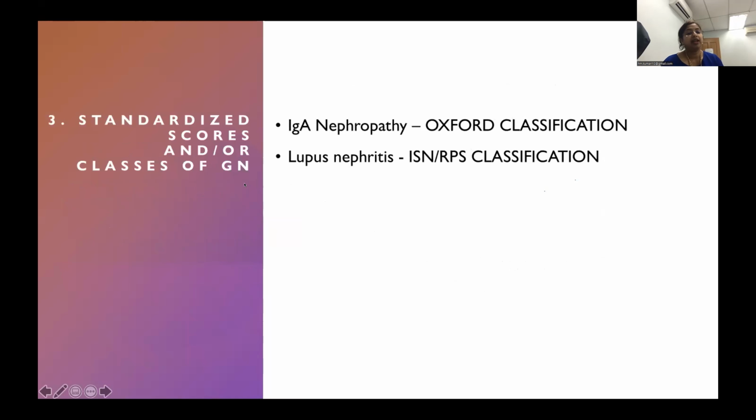Standardized scoring and classes need to be included. Please don't forget, if you're dealing with IgA nephropathy, please put in your Oxford classification, lupus, ISN/RPS. We have a few, like for diabetic, you can also put your renal pathology society classification, ANCA also they have got one, so you can also put in. IgA nephropathy Oxford classification is not used for pediatric age group because it's not validated. So don't use Oxford classification for children. Use it only for adult group.